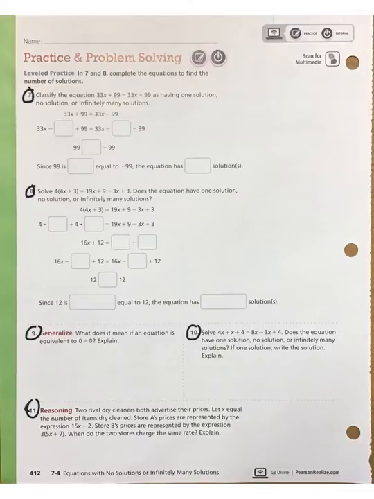Now I'd like for you to try some of the practice and problem solving questions. Because this lesson is a little bit longer, we probably won't do all of these, but I think it's a good idea if we get started and at least try the first few together to make sure that you've got the hang of it before you go on to your assignment. So on page 412, I'd like for you to try 7 through 11 and then come back and check your answers.